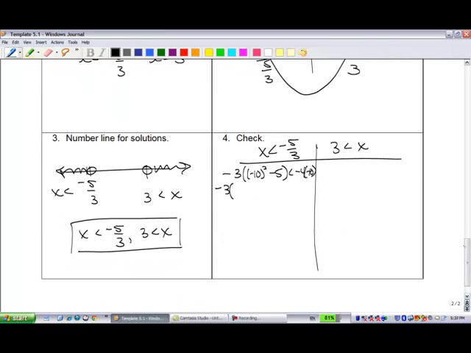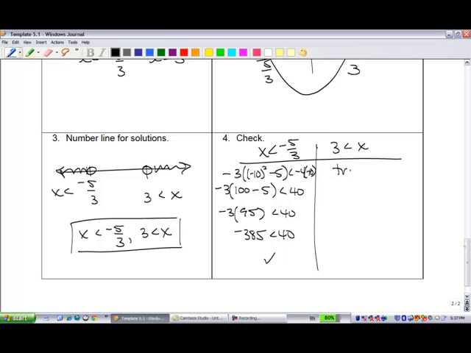I have negative 3. Negative 10 squared is 100. You got to be a little bit careful about the squaring negatives. Is that less than 40? 3 times 95, is that less than 40? 3 by 95 is negative 385. Is that less than 40? You betcha.